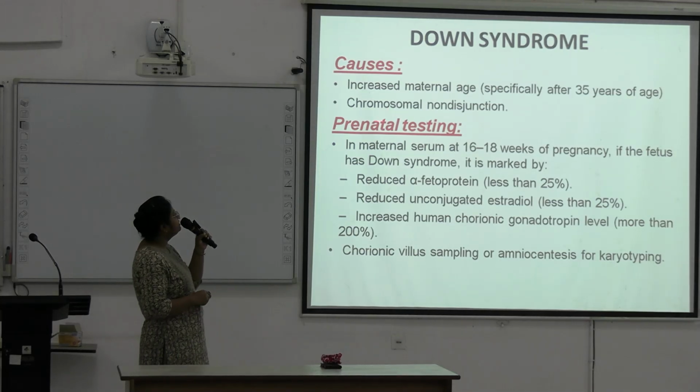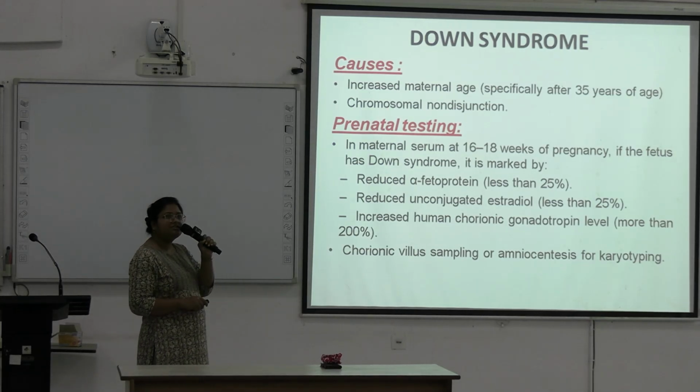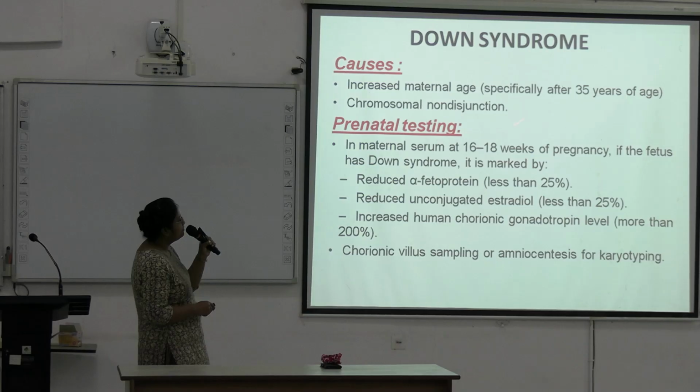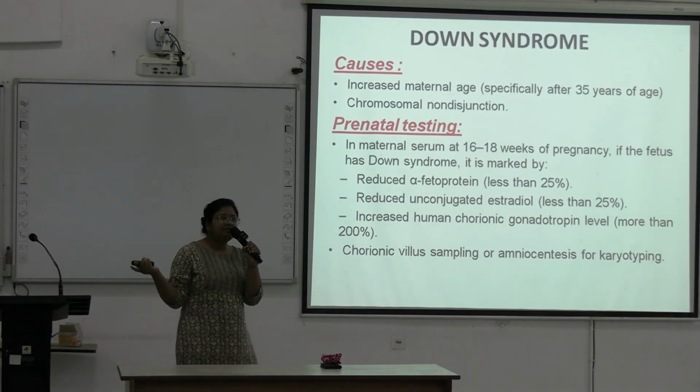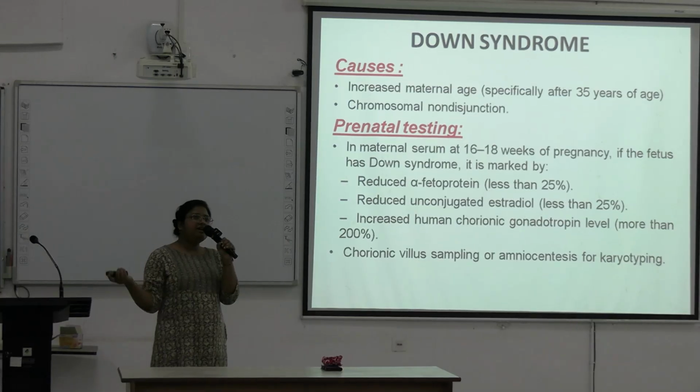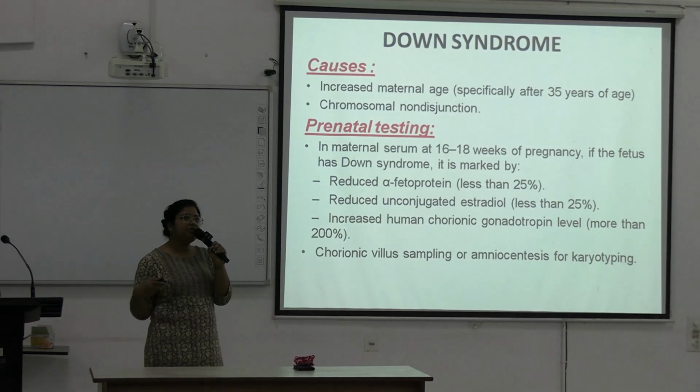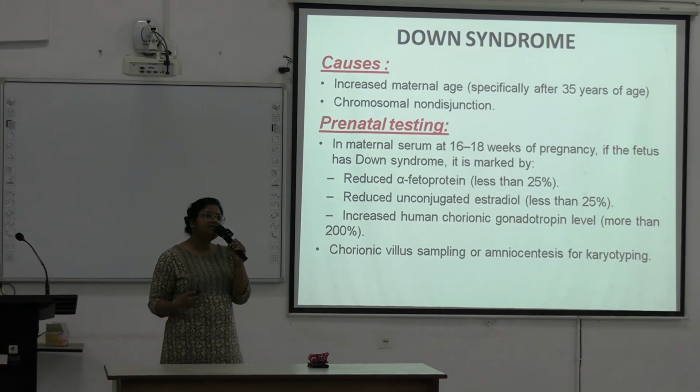And the reason is chromosomal non-disjunction. So an extra chromosome 21 will be present in one gamete, either in the mother or the father, and that will be transmitted to the zygote, and then transmitted to the child.